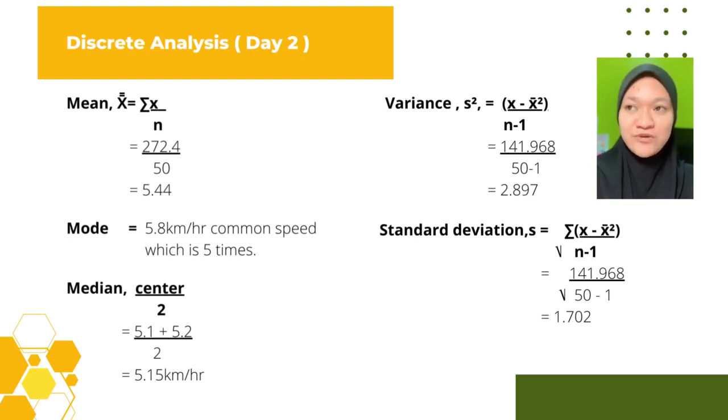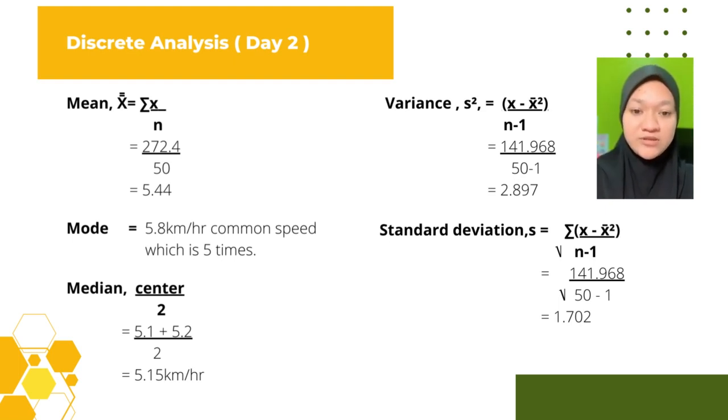I will present to you our discrete analysis for day 2. The first one is the mean, which is 5.44. Our mode is 5.8 km per hour, which is the common speed, occurring 5 times. Our median is 5.15 km per hour. Our variance is 2.897, and our standard deviation is 1.702.